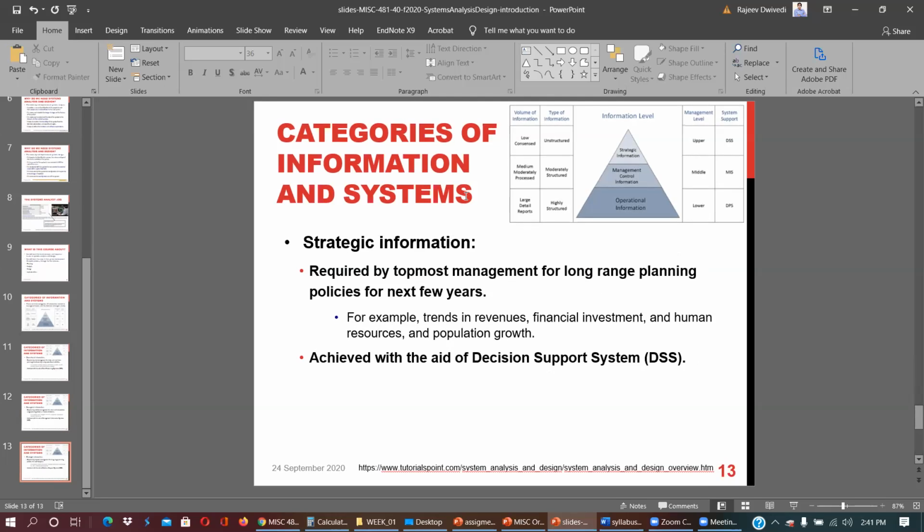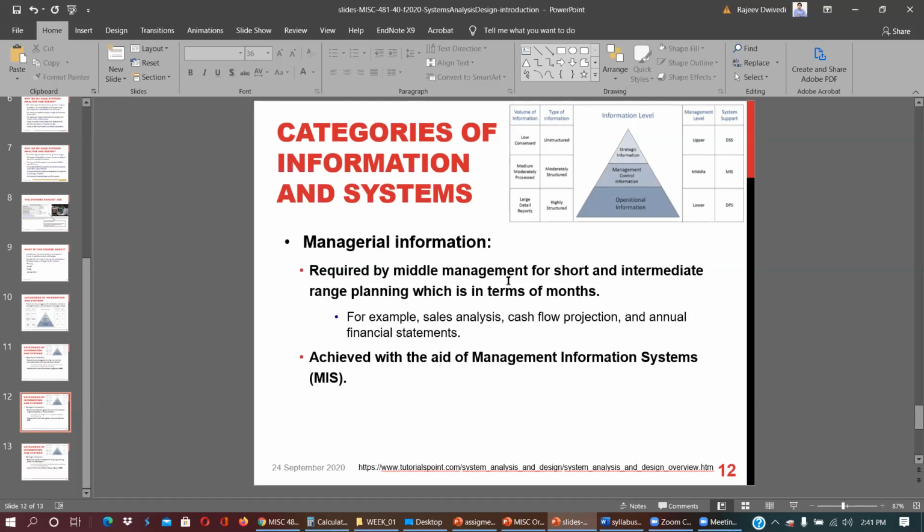And then the top level, the strategic level, is the decision support system, required by topmost management for long range planning and policies for the next few years, for example, trends in revenue, financial investment, human resources, population growth, and that is achieved with the aid of DSS. And there is also ESS, the executive support system. Basically, that is for some unstructured decision making.